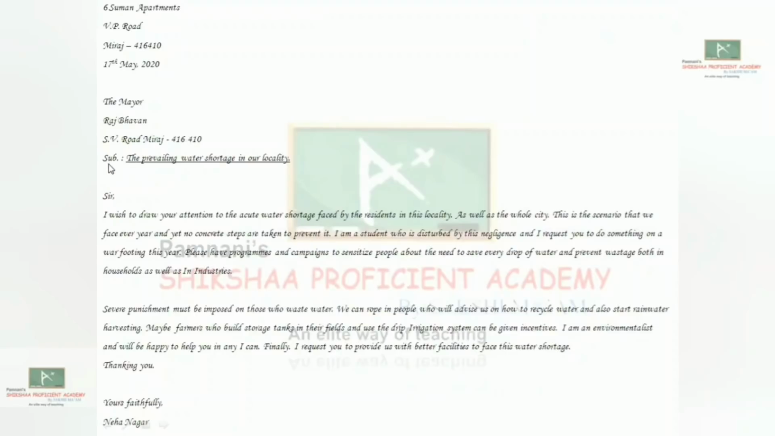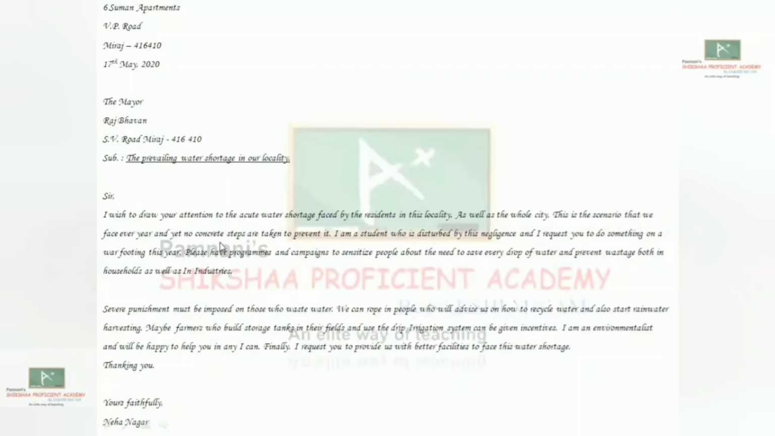Next line we write subject: the prevailing water shortage in our locality. I suggest you all please underline the subject. We leave a line and start with our salutation. Sir, I wish to draw your attention to the acute water shortage faced by the residents in this locality, as well as the whole city.